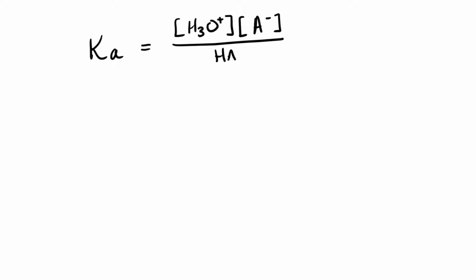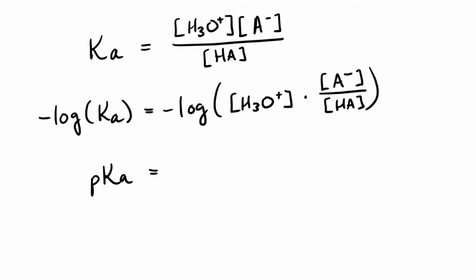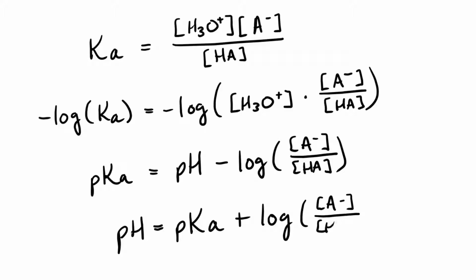We can start with a generic equilibrium expression, where the acid dissociation constant is the hydronium concentration multiplied by the concentration of the conjugate base divided by the concentration of the original acid. And if we take the negative logarithm of both sides, we end up with the pKa equals the pH of the negative log of the concentration of the base divided by the concentration of the acid. Or if we'd rather calculate the pH, that's the pKa of the acid plus the logarithm of the concentration of the base divided by the concentration of the acid.